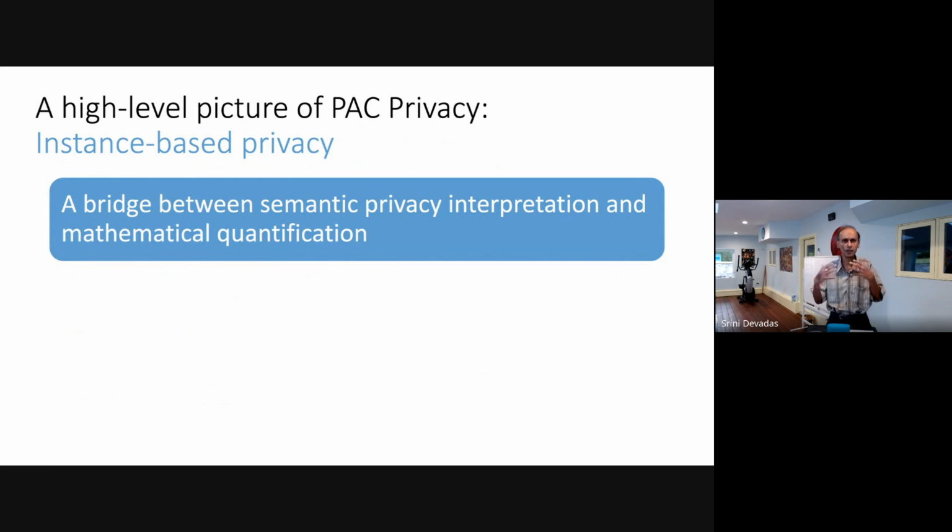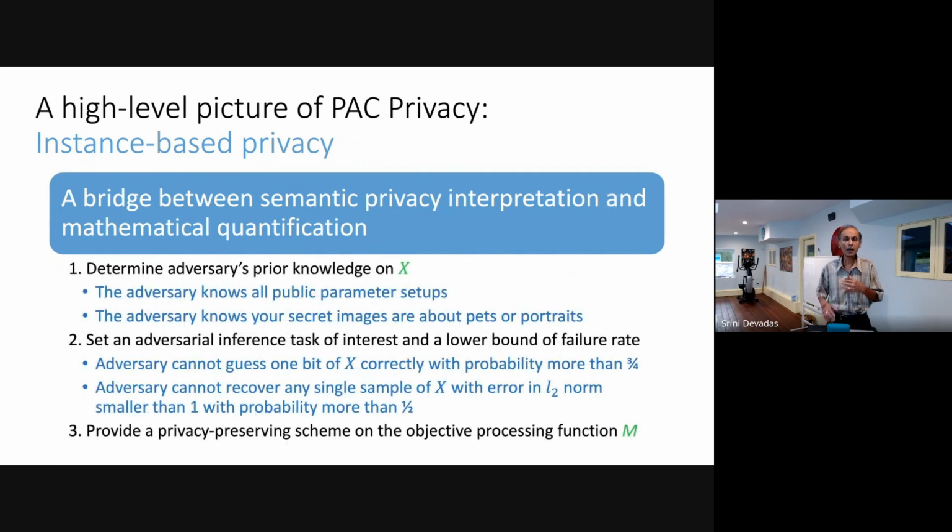We want to now do something a little bit different. And the reason we want to do something a little bit different is because these definitions have some limitations. So we want to do the same bridge between semantic privacy and mathematical quantification, like I just described. And we're going to say things like, well, I'm going to tell you that the adversary knows all the public parameters. The adversary knows that your secret images are about pets or portraits of people. And then we're going to set an adversarial inference task, and we're going to set a lower bound on the failure rate. So we're going to say that the adversary is going to fail with a minimum failure rate of 99%. So the success rate is at most 1%.